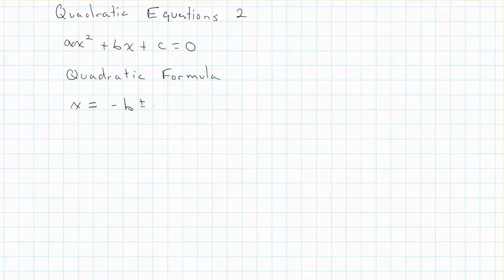So quadratic equation, we know that the general form of this is ax squared plus bx plus c is equal to 0. So we've talked about factoring, we've talked about completing the square. Now we're going to use the quadratic formula. And the quadratic formula, I'm going to write it down for us, and then we'll talk about where it comes from.